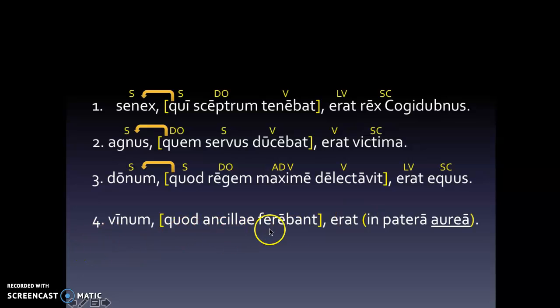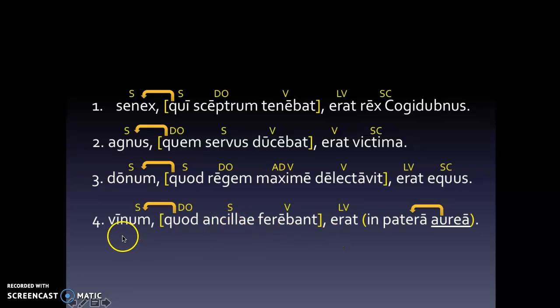All right, vinum quod ancillae ferebant erat in patera aurea. In patera aurea is a prep phrase, and aurea is modifying patera. That's how I knew to include it in the prep phrase. Quod is referring to vinum, nominative subject, but here quod, unlike up here, quod is the direct object, and the reason that I knew is because ancillae has to be the subject. Ferebant is plural, so it needs a plural subject. Quod would be singular, so quod could not be the subject of ferebant.